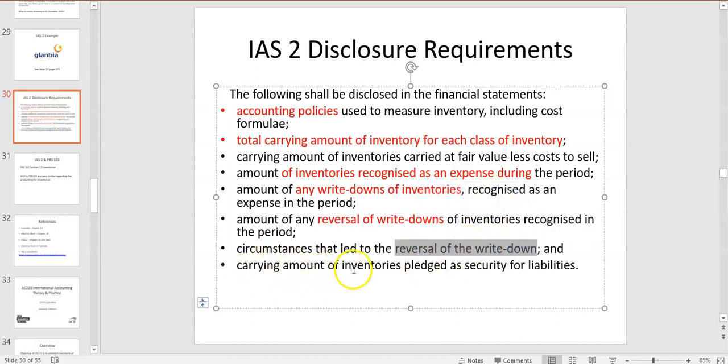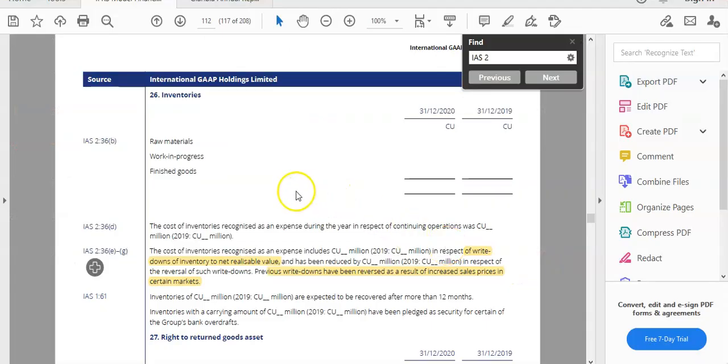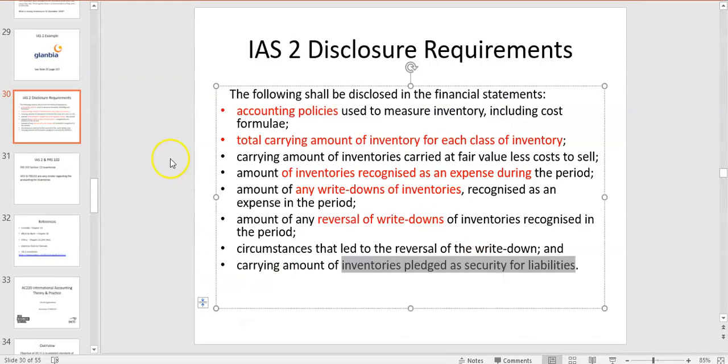and any inventory pledged as security. You'll see that in the model financial statements if you go back. They said inventories with a certain carrying amount have been pledged as security for the group's bank overdraft. That's a key disclosure requirement as well. So clearly Glanbia don't have any of that because they haven't disclosed that in their note for inventories. So all of these standard disclosure requirements are a key aspect.